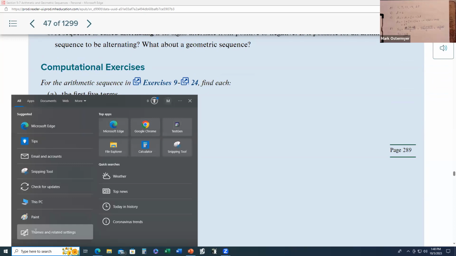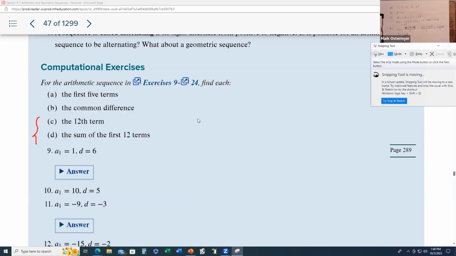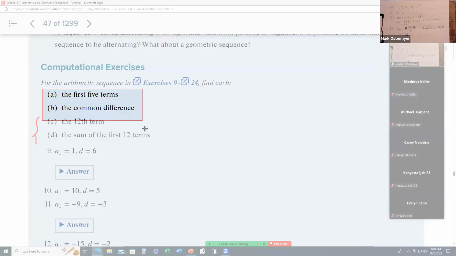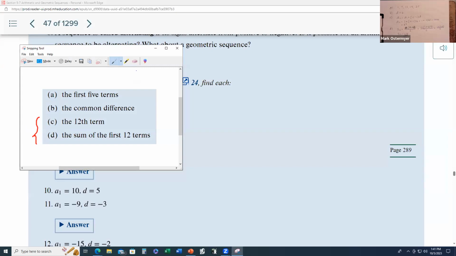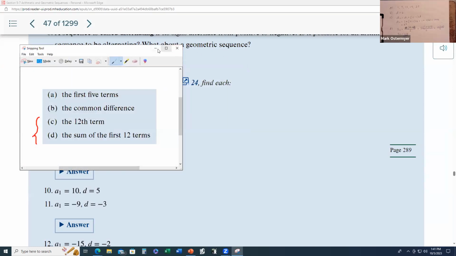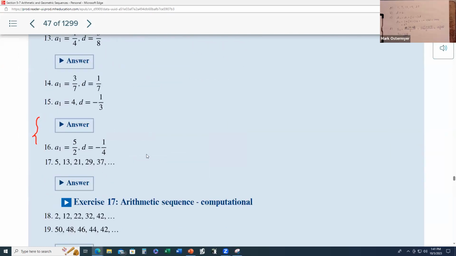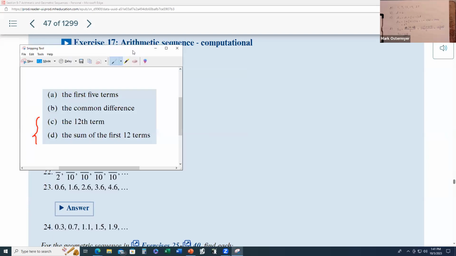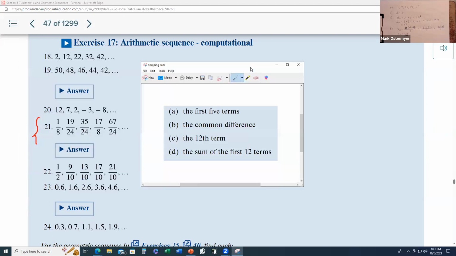So hold on a second. Let me do my snipping tool here. Okay, let's go down to this problem here. So we're going to do 21 here. And I want you to answer those questions for number 21. Find all 4 of those things, okay? For number 21, that's part of classwork number 1.